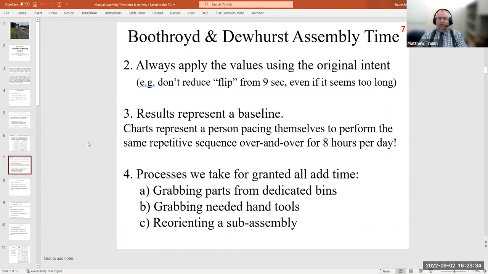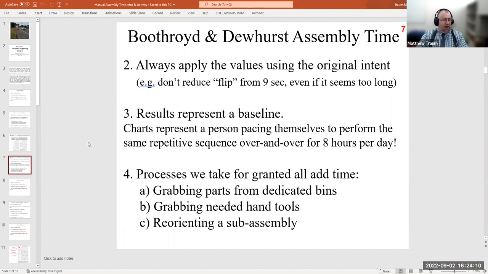And then point number 4 is that the charts remind us that there are trivial processes, at least processes that we think of as trivial, that actually do take time. They're non-zero time tasks. So things like reaching out to grab a part from a bin, grabbing a screwdriver or a tool to do an insertion, or just reorienting an assembly because you need to access the back side of it, for example. In our daily experience, those processes happen nearly instantaneously, half a second, something like that, right? And you probably wouldn't consider including them unless the charts reminded you to.